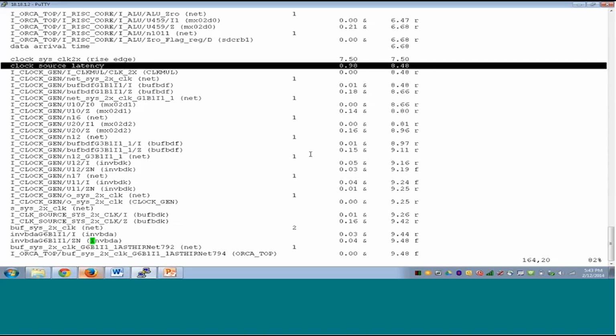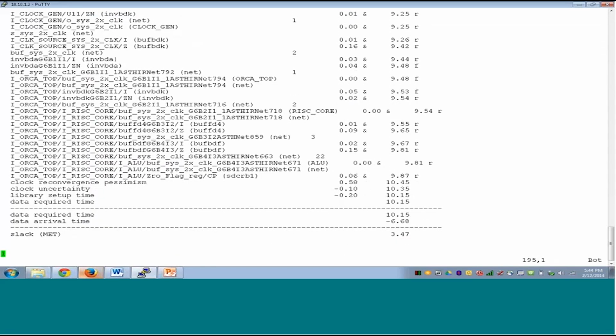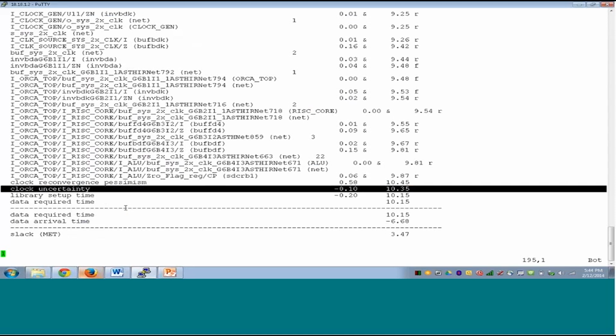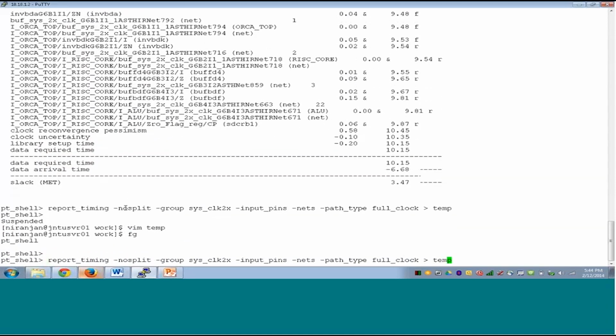You know everything. Clock reaches the clock pin here. There is a CRPR credit given to you, clock uncertainty, and so on. Right. So now how do I see the generated clock network as well? There's an option called full clock expanded.